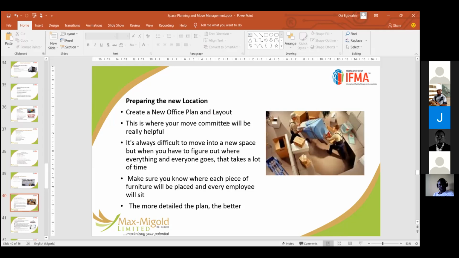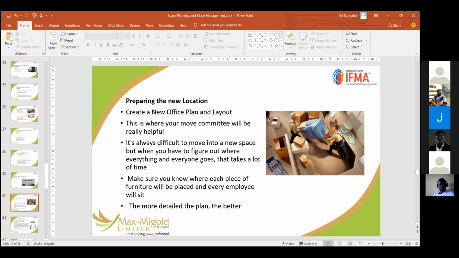This is where your move committee will be really helpful. You need to create what we call a move committee, where you do not work alone. It is always good to work with others and brief them as you go. It is always difficult to move into a new space, and when you have to figure out everything yourself, it takes a lot of time. So you need the help.